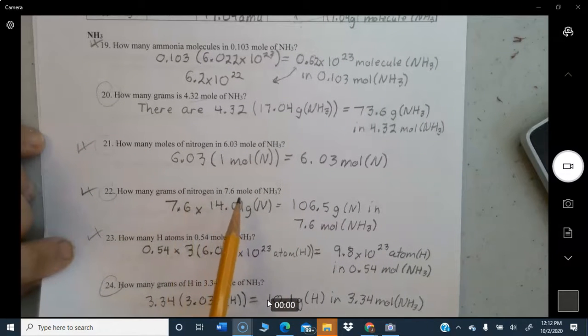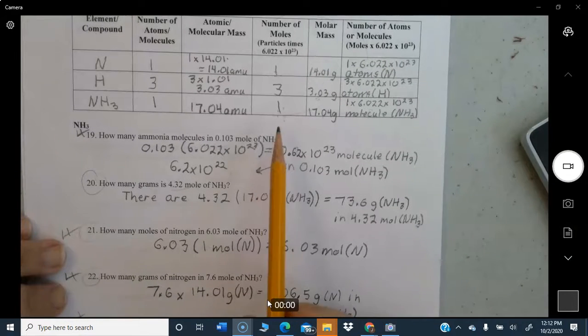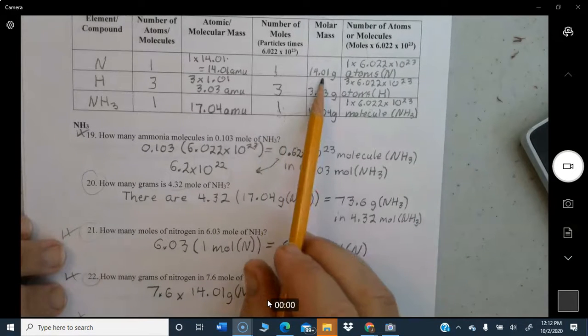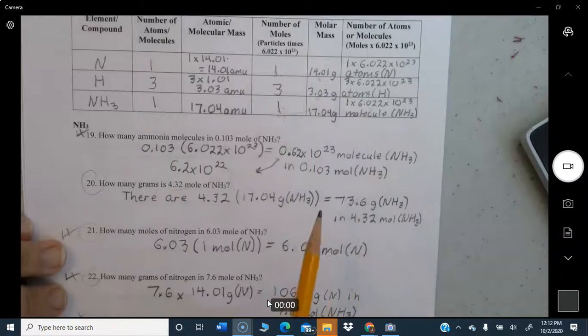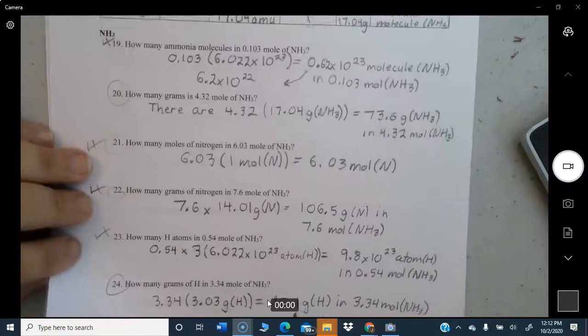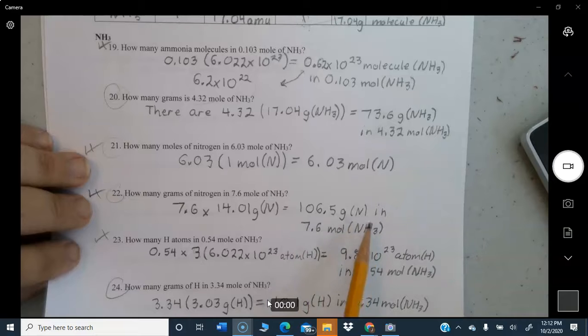How many grams of nitrogen in 7.6 moles of NH3? So in 1 mole of NH3, there's 14.01 grams of nitrogen. So if you want to scale that up to 7.6 moles, you need to multiply that number by 7.6 moles, and that'll get you up to 106.5 grams of nitrogen in 7.6 moles of NH3.